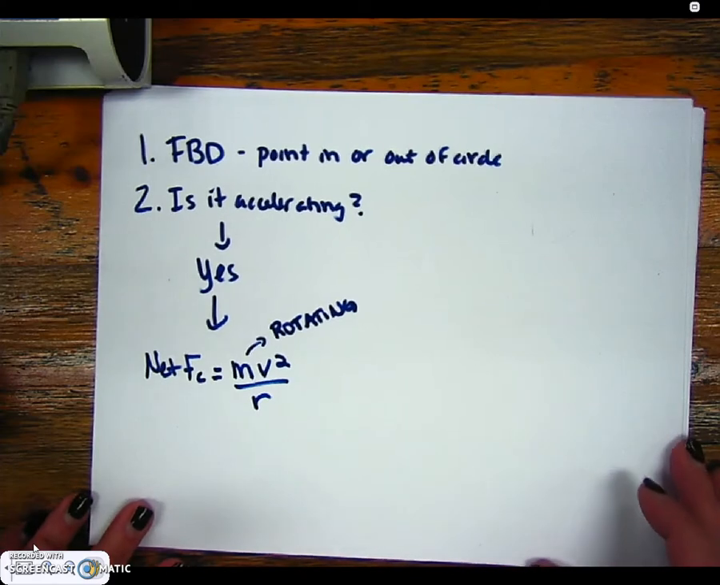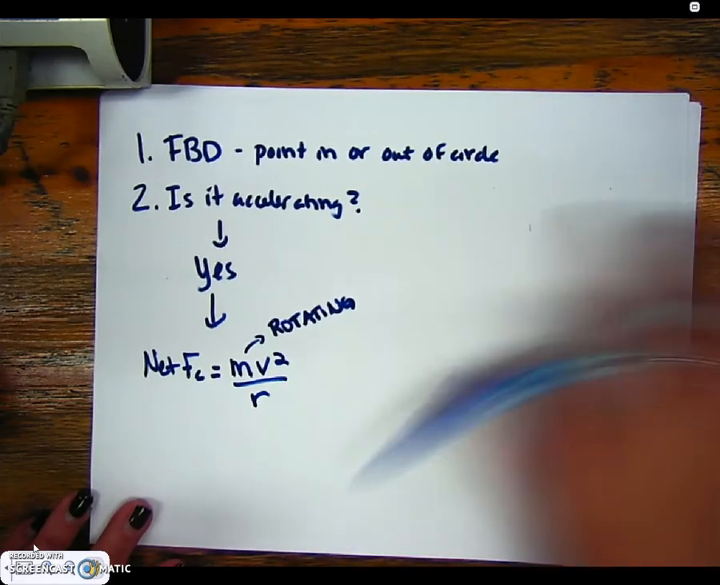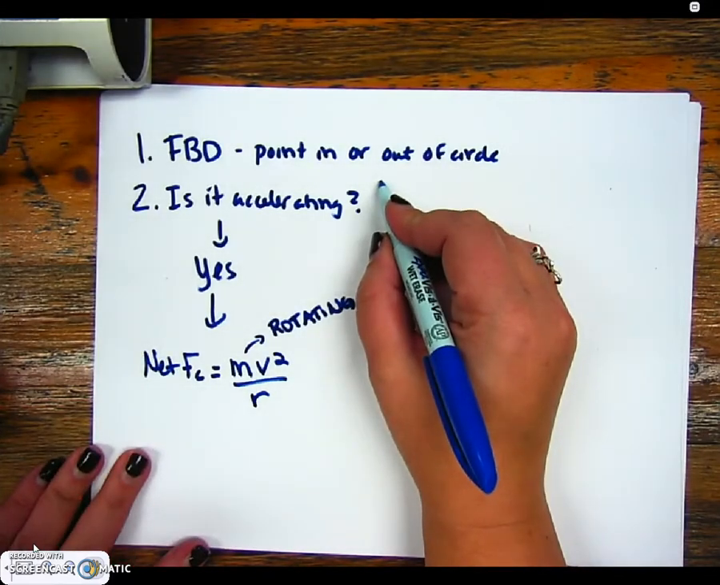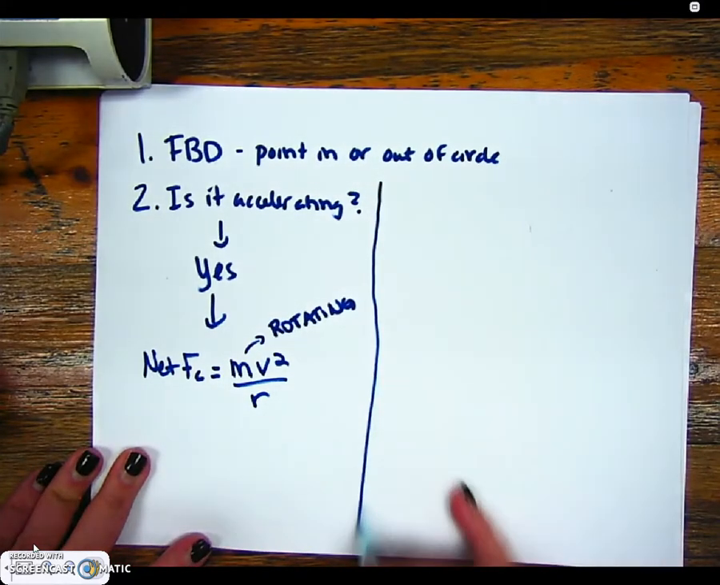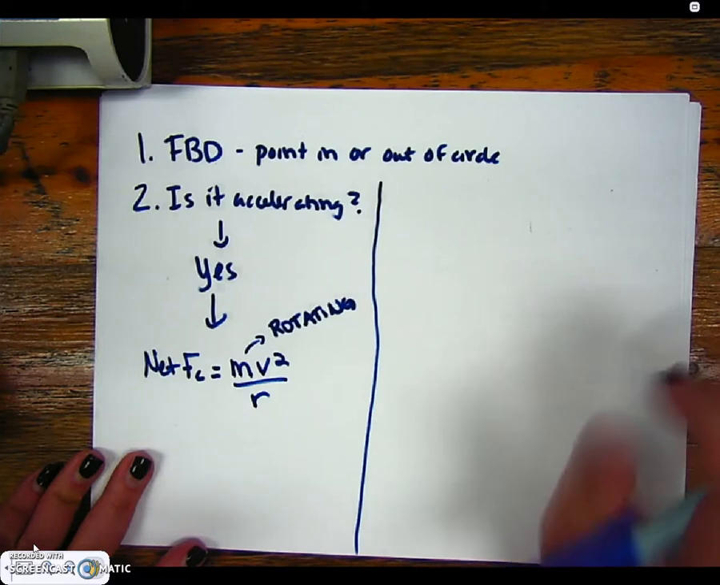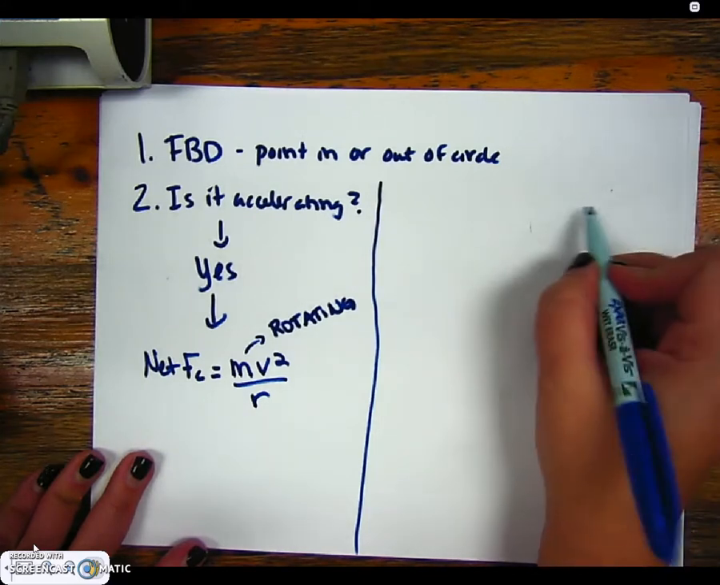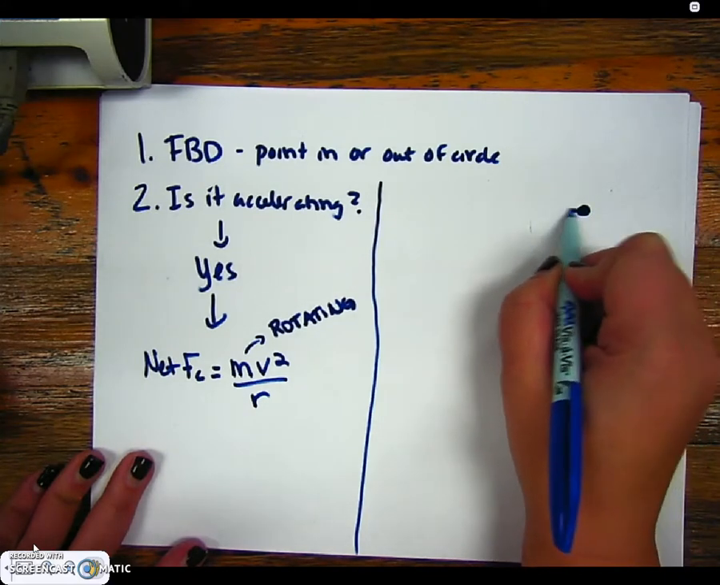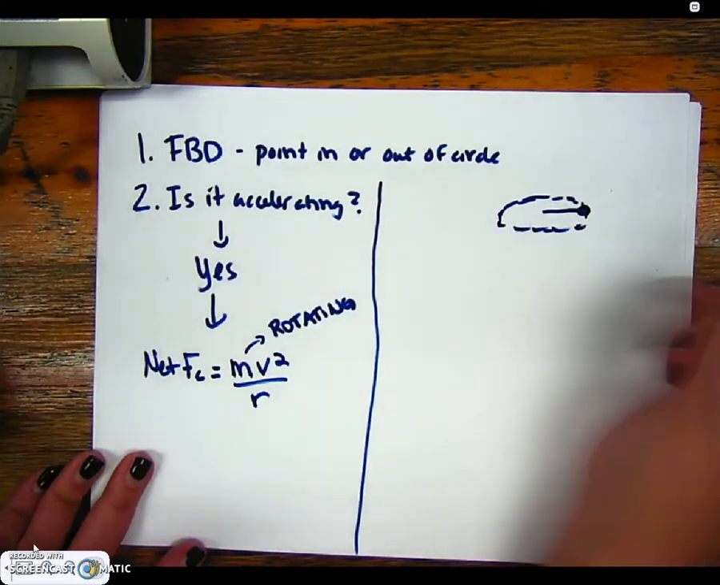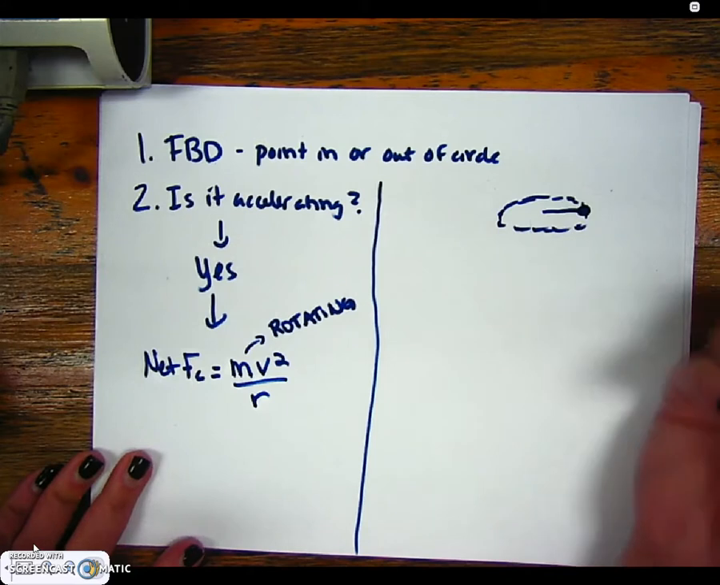So let me give you a couple of different examples. Let's deal with something that is being swung around in a circle on a string, and we're going to say it's a perfectly horizontal circle. So I've got an object and there's a string attached to it and it's going around in this horizontal circle, and I'm just swinging it around.